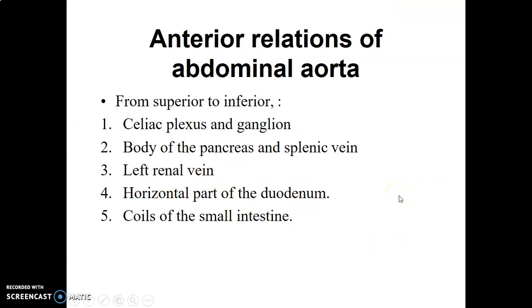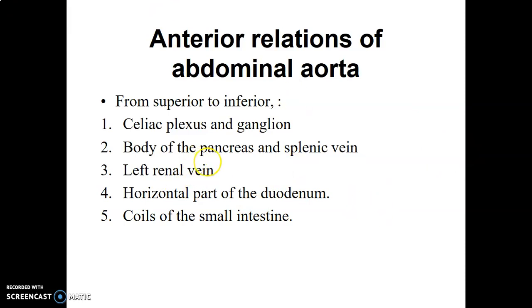What are the relations of the abdominal aorta? The abdominal aorta anteriorly, what structures are found from superior to inferior? The celiac plexus and ganglion, the body of pancreas and the splenic vein, before you get to the left renal vein, the horizontal part of the duodenum, and the coils of the small intestine. So this is the order from superior to inferior.